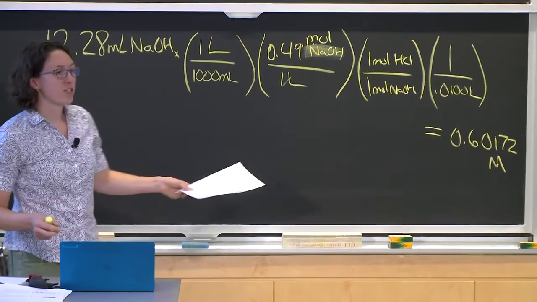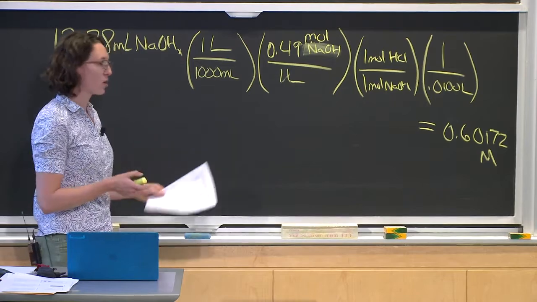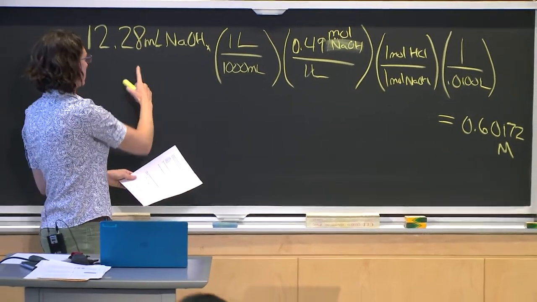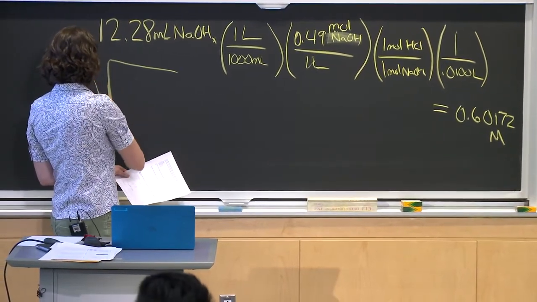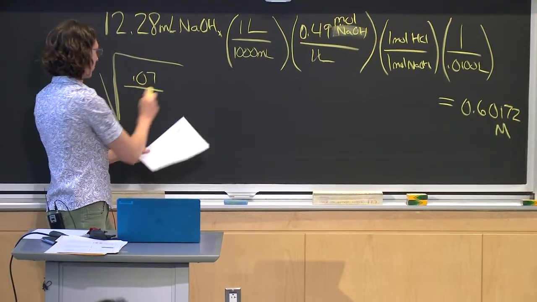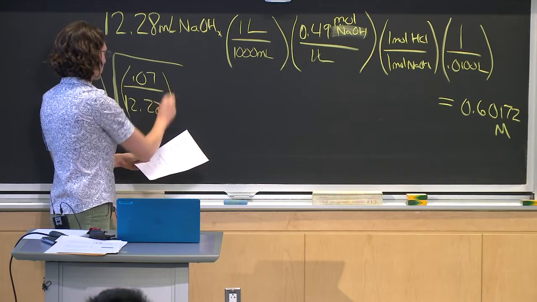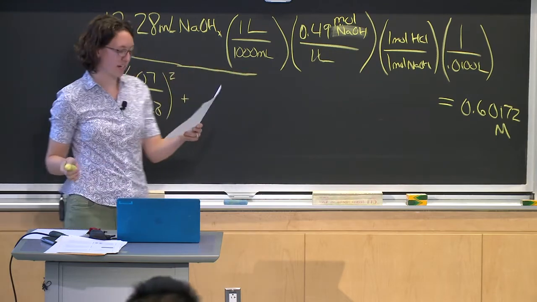So that's our concentration. And now we have to figure out what the error associated with that concentration is. So we will look at the error involved in each of these terms. So we have our error associated with our burette measurement. So our first one is going to be the 0.07 over 12.28, squared, plus, what's the next error that we have?